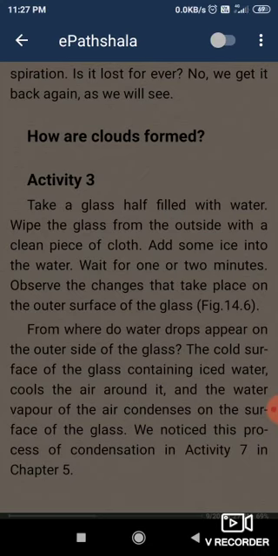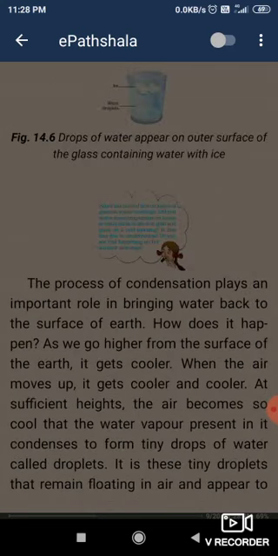The cold surface of the glass containing ice water cools the air around it, and the water vapor of the air condenses on the surface of the glass. We noticed this process of condensation in activity 7 in chapter 5. Got it?